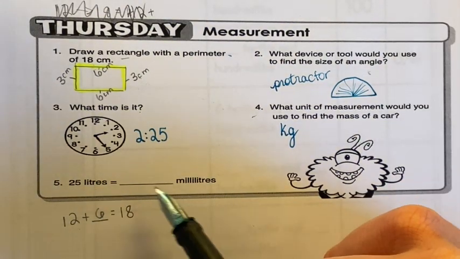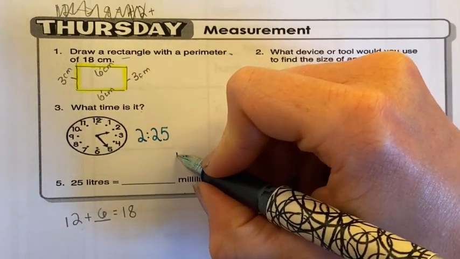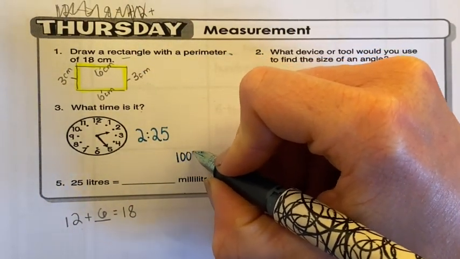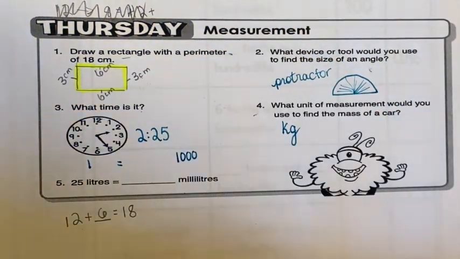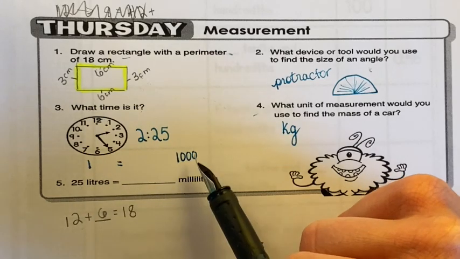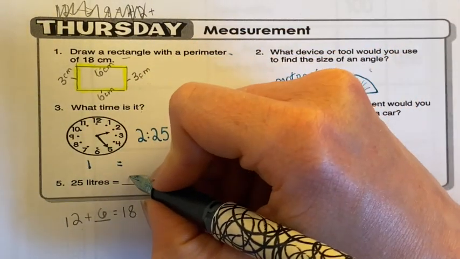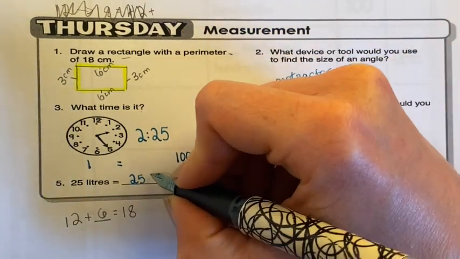Okay, 25 liters is how many milliliters? Okay, so in a liter, there's 1,000 milliliters to 1 liter. So to figure out how many milliliters, you have to do 25 times 1,000. So that's pretty easy. 25 times 1,000. Look, I have 1, 2, 3 zeros.